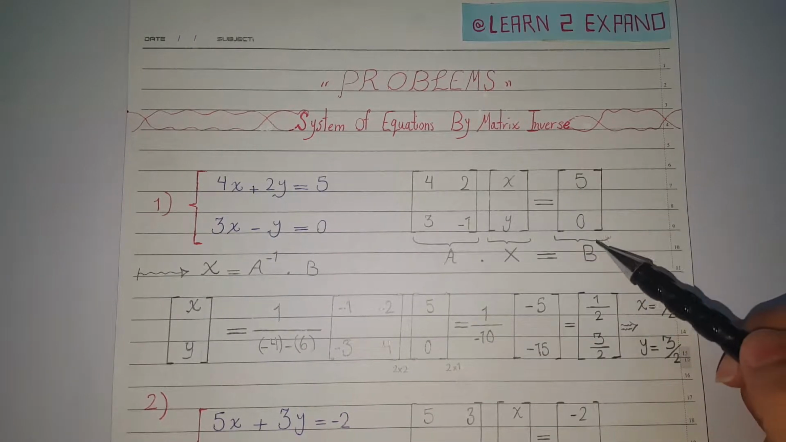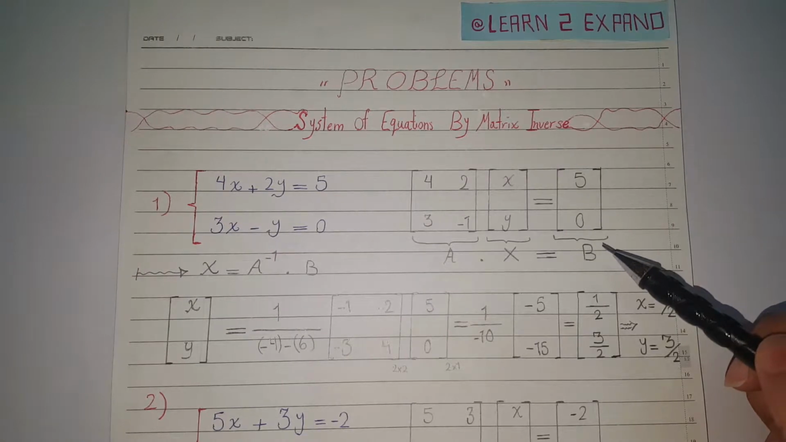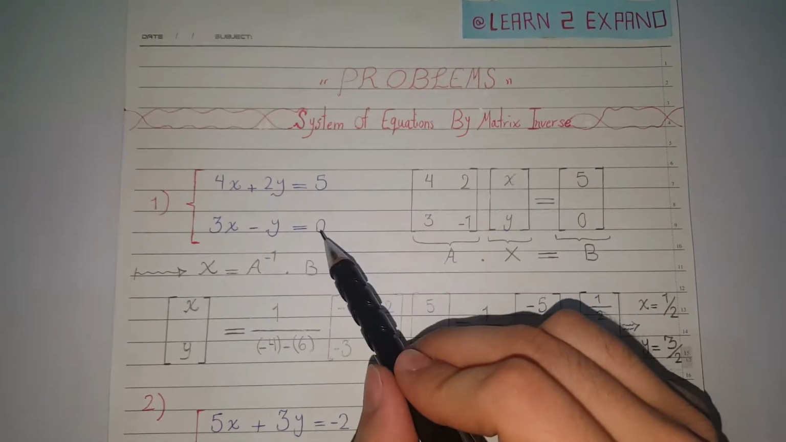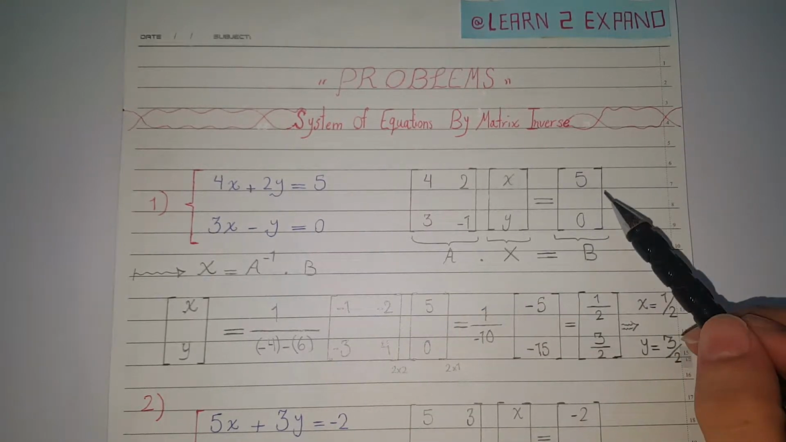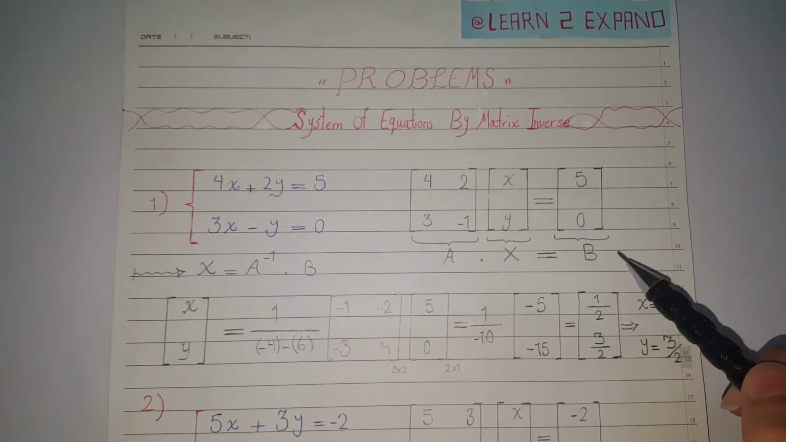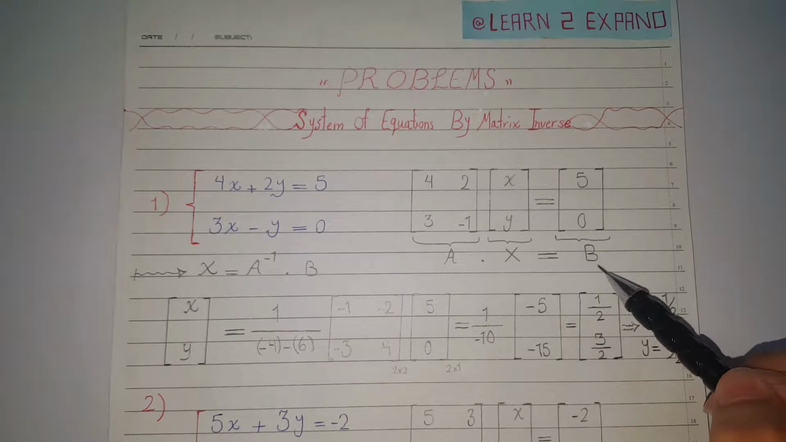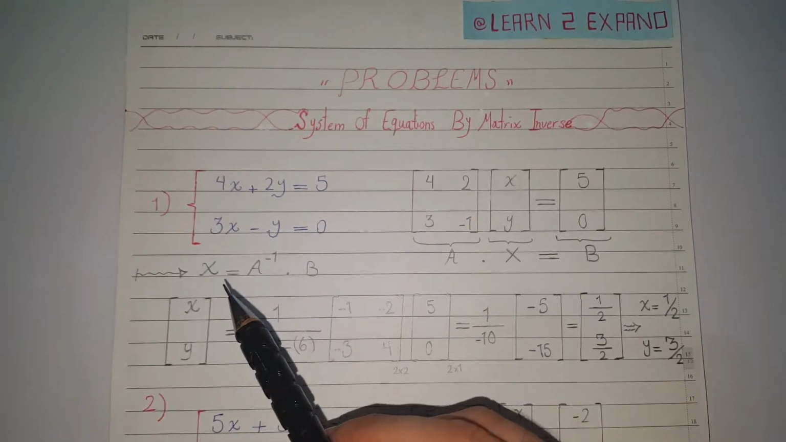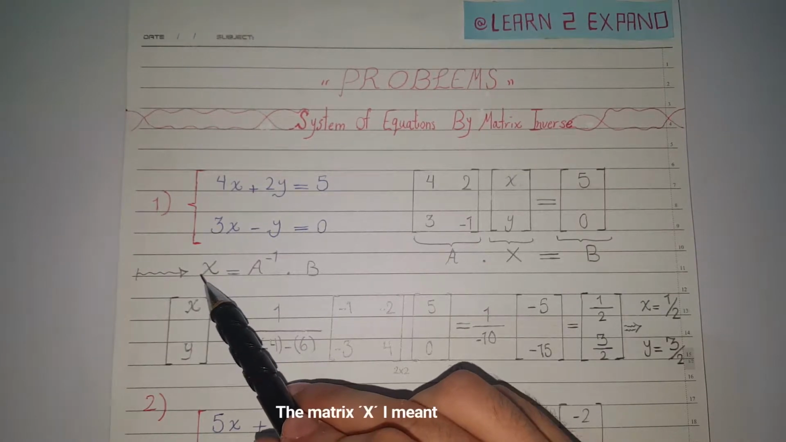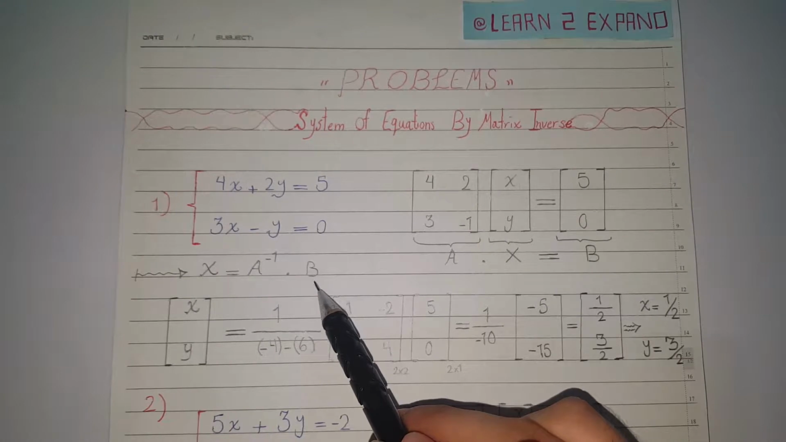The matrix B here is the matrix representing the constants, and our constants are 5 and 0. Because we have two equations, it is 2 by 1, a vertical matrix. So it's going to be A times X equal to B, and from here we conclude that the matrix X is equal to A inverse times B.